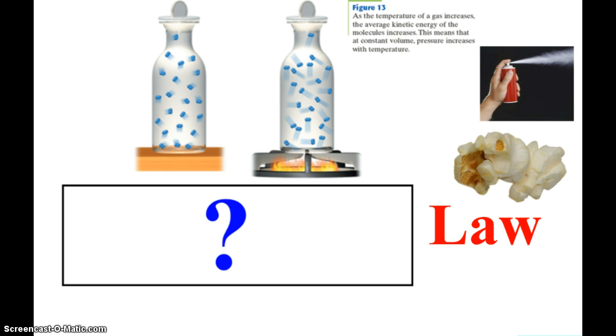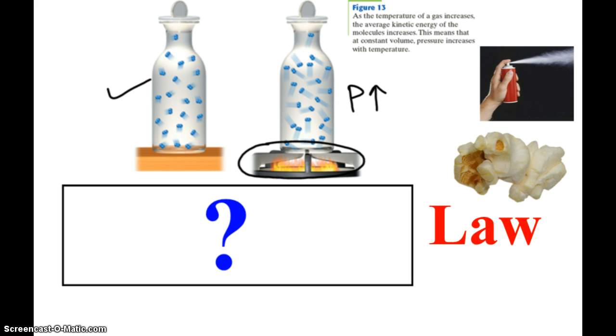Here we see a rigid container with a gas in it, and when it is heated up, the particles inside move faster, more chaotically, there's more collisions. And when there's more collisions, my pressure is going to go up. So again, we have a rigid container. It doesn't have the capability of expanding and contracting.